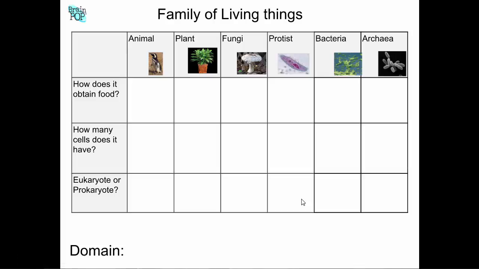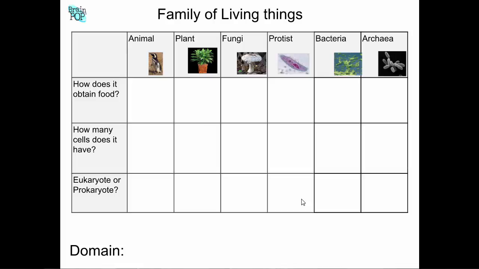So this slide here is just really reviewing what we talked about yesterday. Yesterday we went through each of the 6 kingdoms and we talked about their main characteristics, in terms of how they get food, how many cells, and whether or not they had a nucleus. So let's look at this.